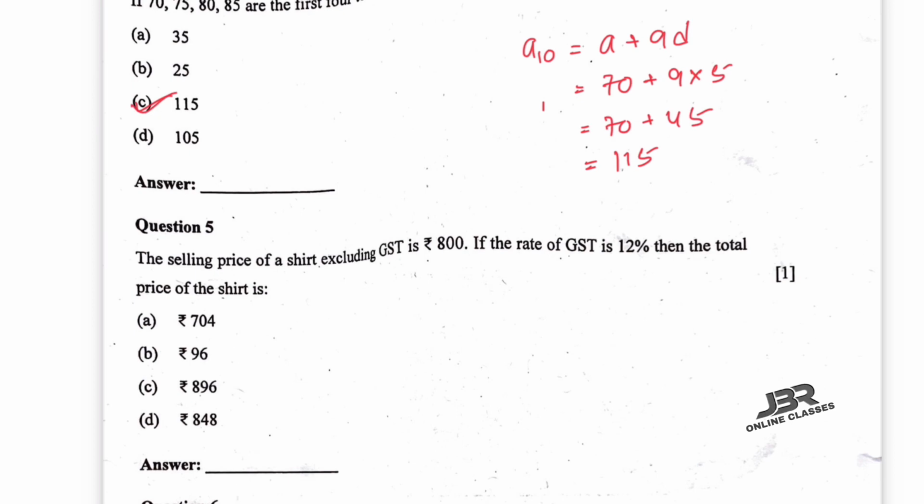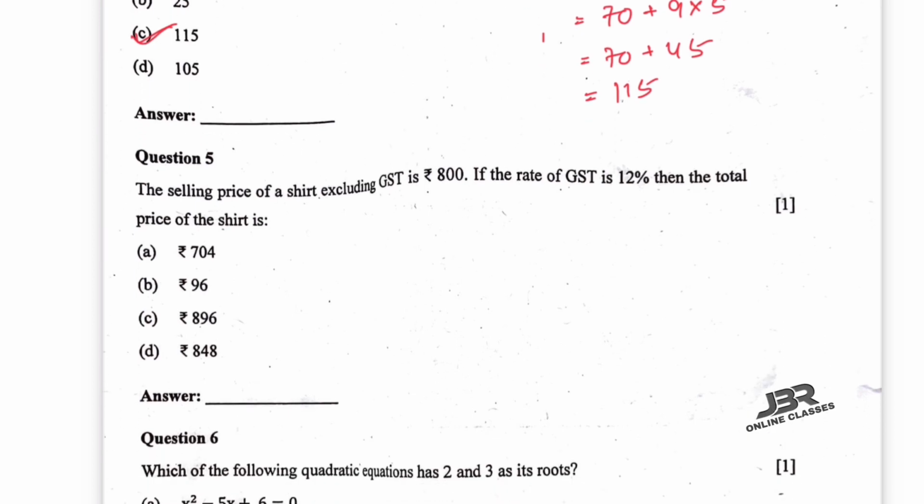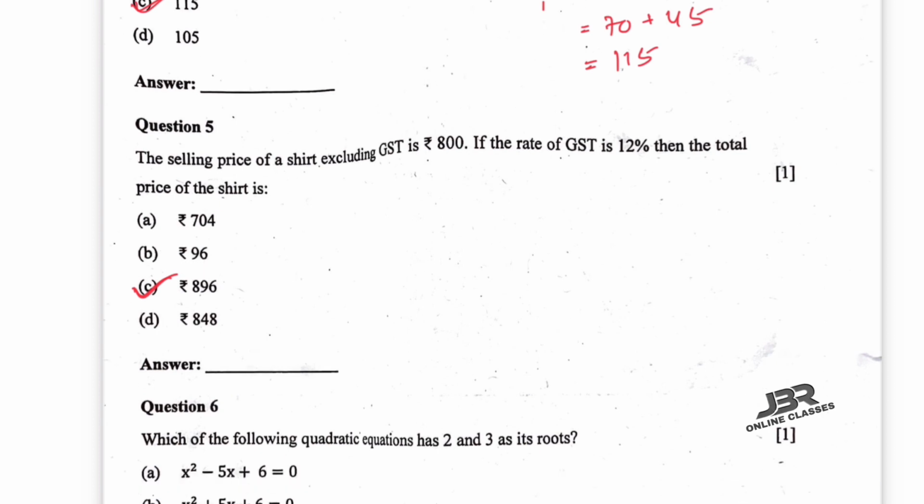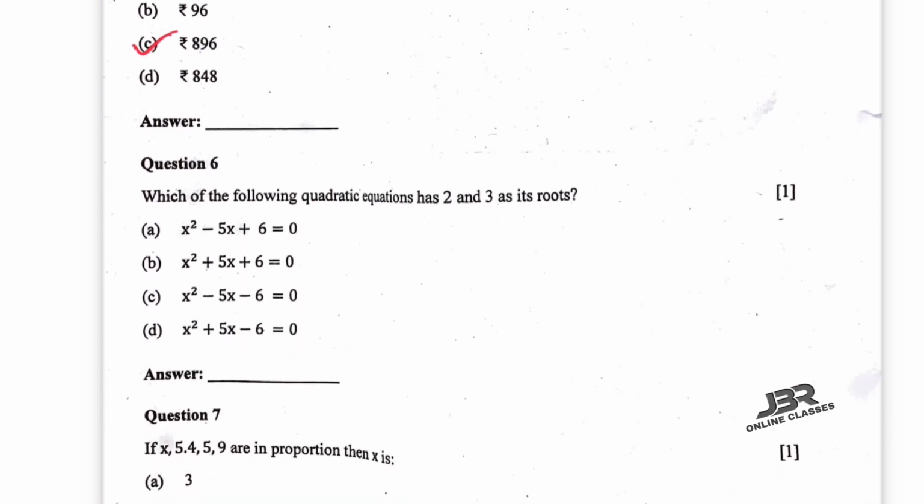Now number 5, the selling price of a shirt excluding GST is rupees 800. If the rate of the GST is 12%, then find the total price of the shirt. So here the total price of the shirt will be 896. I hope you know the formula. You can find it out, it's a very easy problem. And the next one here, sum number 6.